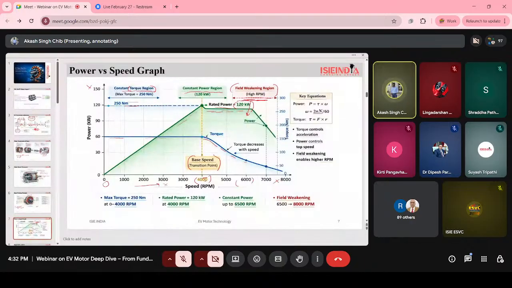Basically, in the field weakening region, whenever we don't give acceleration, at this time our motor starts generating power. Basically, in this field weakening region, our motor starts working as a generator because it is giving back voltage supply to the windings of the motor.